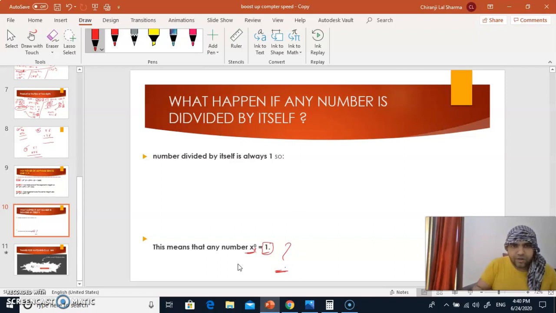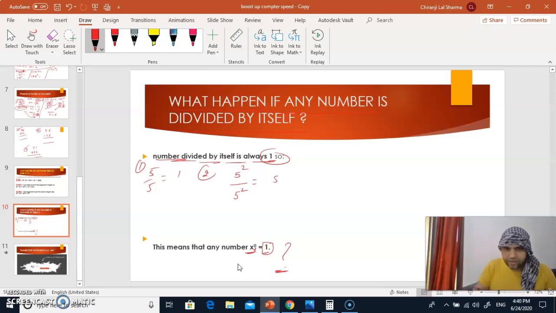So you can see here what happens if the number is divided by itself. Everybody knows it will give you 1. Okay, so any number divided by itself always gives us 1. Okay, so let's see how. Suppose you have 5 and it is divided by 5, so you'll get 1. Okay, example number 1. Suppose example number 2. Suppose you have 5 power 2 divided by 5 power 2.